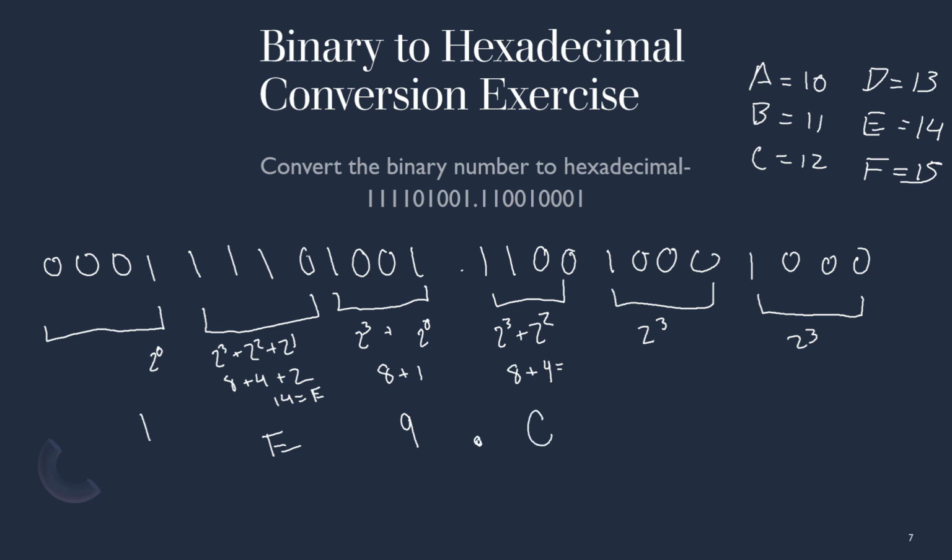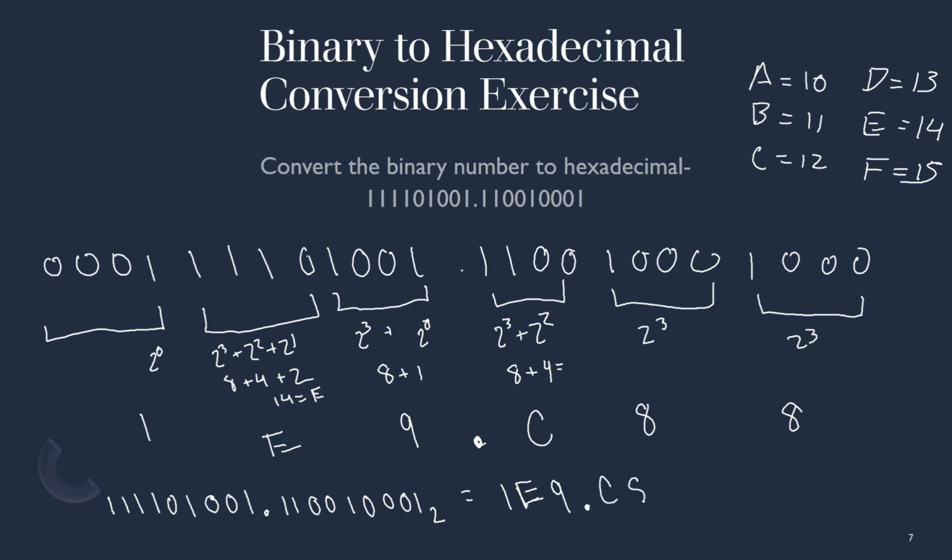Remember, we have a decimal place over here. 8 and 8. So 1, 1, 1, 0, 1, 0, 1, 1, 1, 0, 0, 1 in base 2 is 1E9 decimal C88.